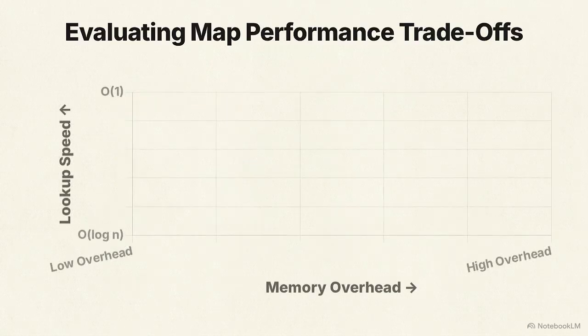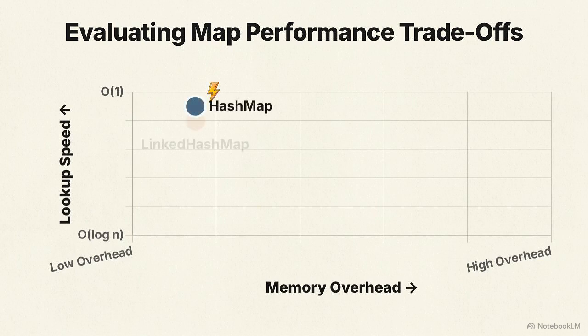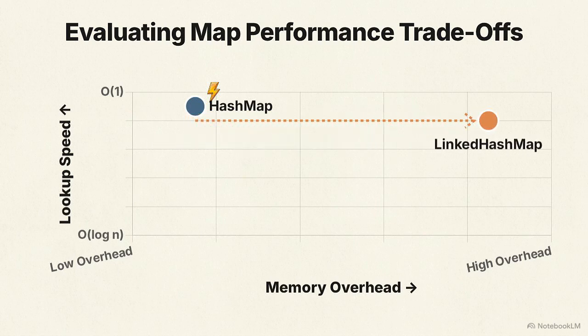Looking at this quadrant chart comparing lookup speed to memory overhead, you can see HashMap sitting comfortably in the high-speed, low-overhead zone. But as LinkedHashMap appears, it shifts heavily to the right. It maintains a doubly linked list across every single bucket, which requires significantly more memory. Now watch as TreeMap is plotted on the same chart. It moves down the y-axis into slower speed territory.